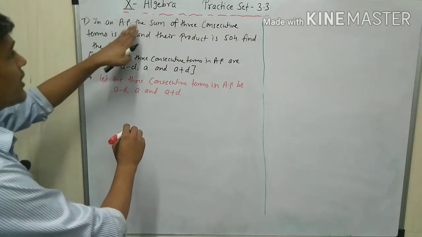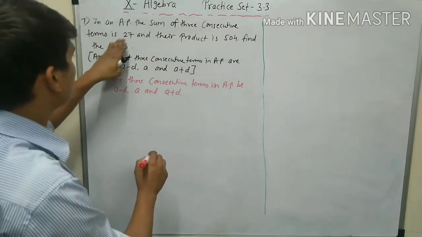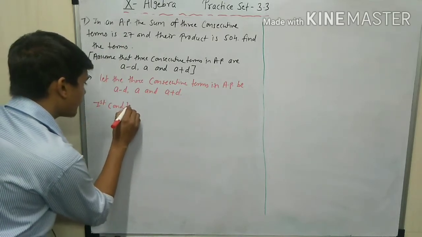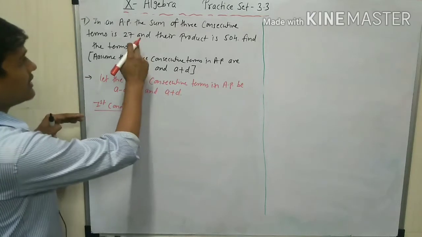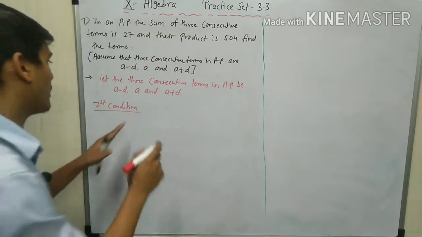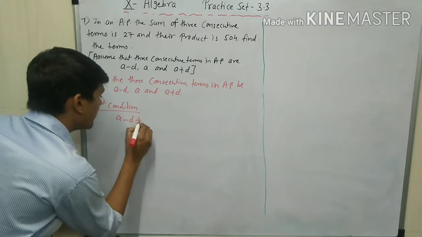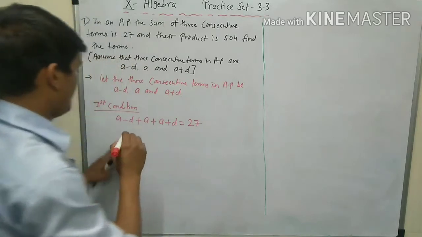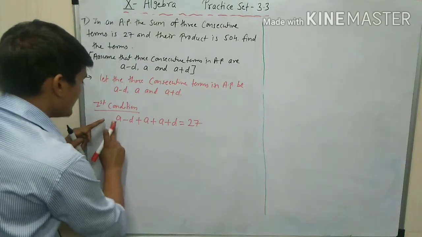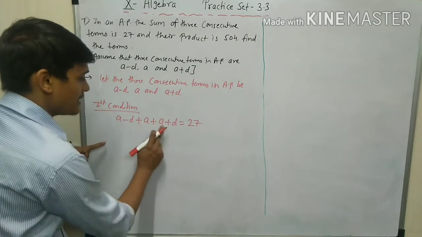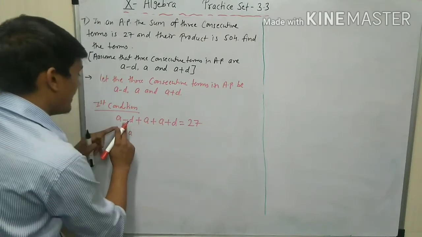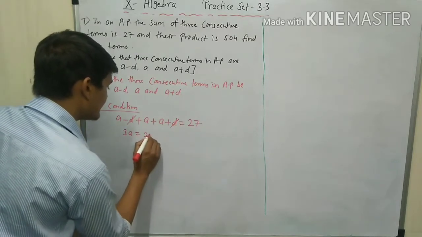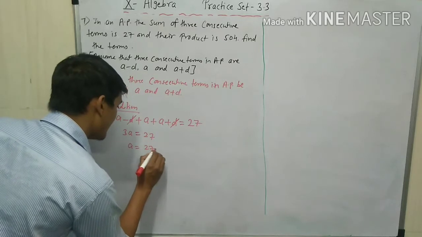Now the question is what? The sum of three consecutive terms is 27. Now we can write here first condition: the sum of three terms. Sum means total. We can write here a minus d plus a plus d is equal to 27. Understood? Now look here, plus a, plus a, plus a, we get 3a, and minus d plus d will be cancelled. This is equal to 27. Now a is equal to 27 upon 3.